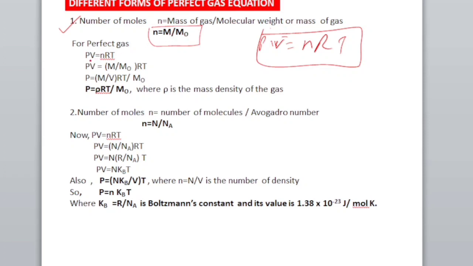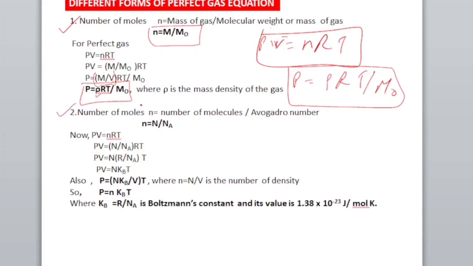For the perfect gas equation PV equal to nRT, you put the value of number of moles n as M by M naught. You get P equal to, you write V in the denominator here, so you take M by V on one side together, RT by M naught. This M by V is mass per unit volume, which is density. So you can write P equal to rho RT by M naught. M naught is the molecular weight of the gas and rho is the density of the gas. So this is one form of the perfect gas equation in terms of density.